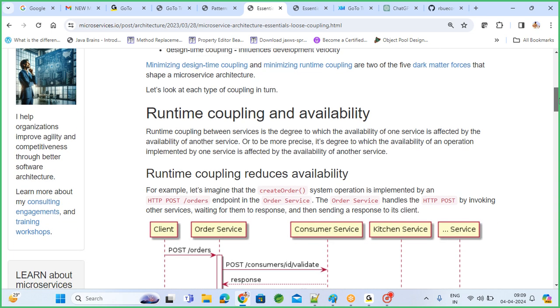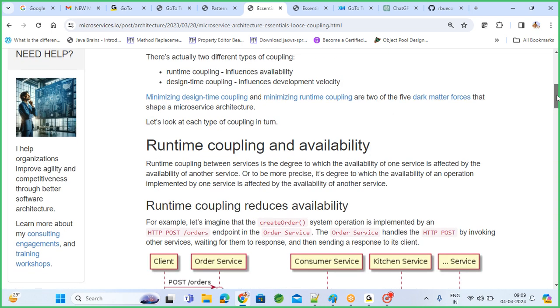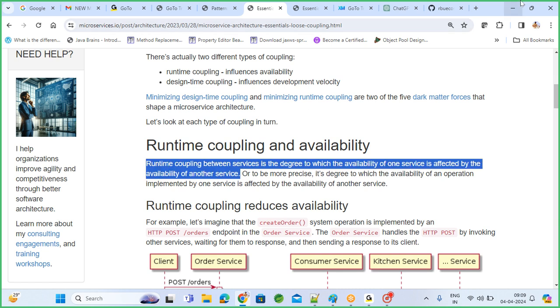So what it is saying is runtime coupling and availability. There are two different types of couplings. Runtime coupling influences availability, and then design time coupling. Forget about design time coupling for now, and just see what runtime coupling is. Runtime coupling between services is the degree to which the availability of one service is affected by the availability of another service, isn't it?